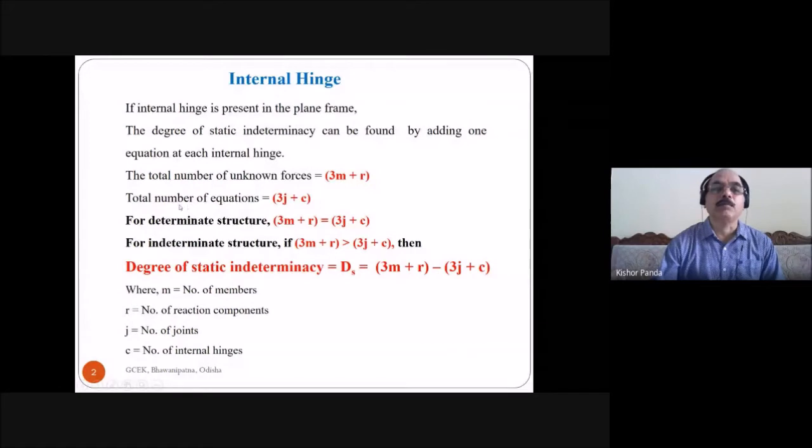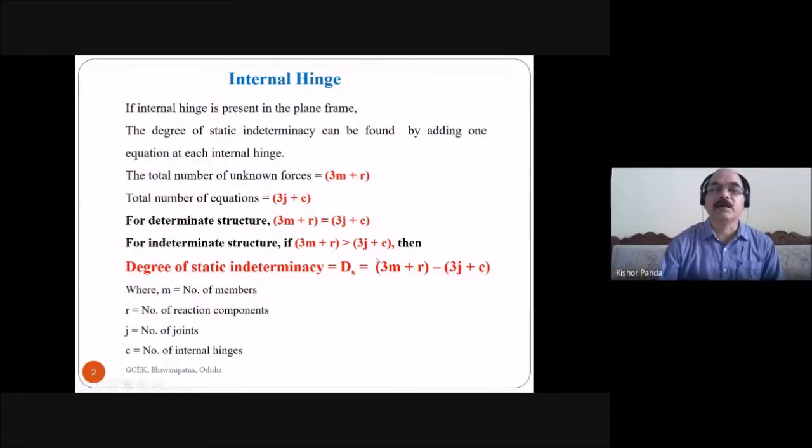So the total number of equations becomes 3j plus c. This is the total number of unknown forces, and this is the total number of equations. If 3m plus r is equal to 3j plus c, then the structure is determinate. If 3m plus r is greater than 3j plus c, then the structure is indeterminate, and you have to find the degree of static indeterminacy, ds. ds is equal to 3m plus r minus (3j plus c).